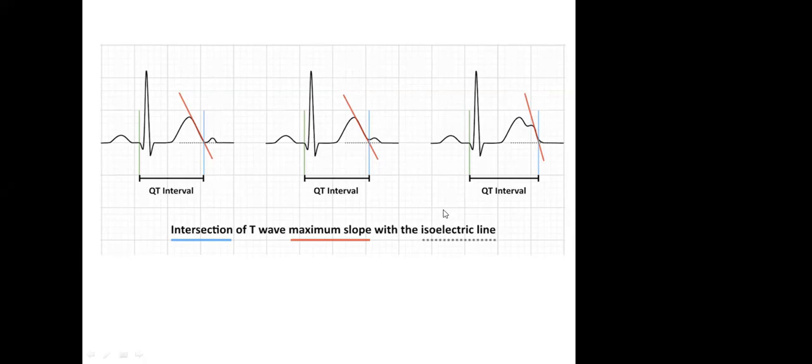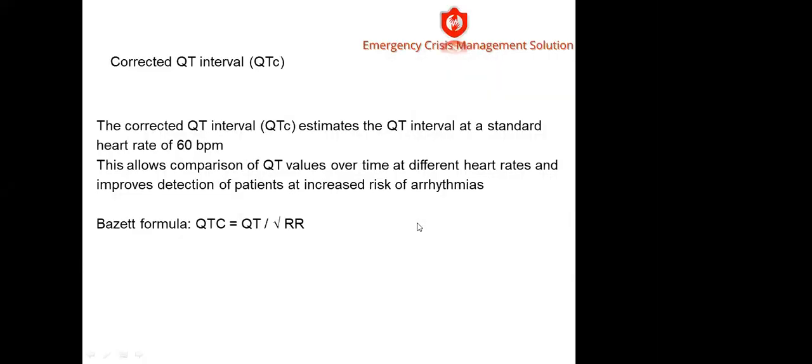This is very important because if your primary numerator for corrected QT interval is not calculated correctly, you are not going to get the right information and you may miss diagnosing the etiology. Why is it important? Because if you miss the detection of the patient, there are high chances that this patient may die of arrhythmia. And like I mentioned, corrected QT interval gives you a standard calculation of QT interval at a standard heart rate of 60 beats per minute.